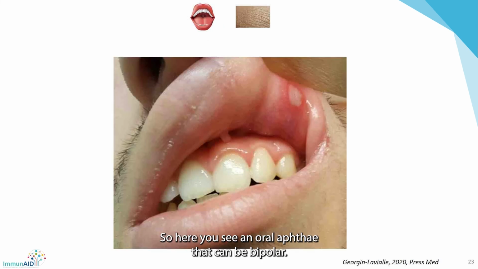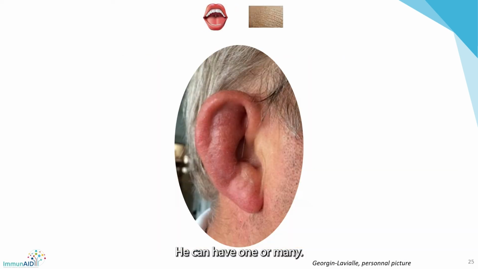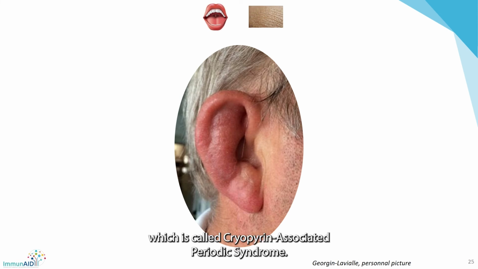Here you see oral aphthae that can be bipolar. The patient can also have chronic aphthae or cyclic aphthae, one or many. Another very informative feature is urticaria. Recurrent urticaria, especially if it's cold-induced, can be revelatory of a rare inflammatory disease called cryopyrin-associated periodic syndrome.